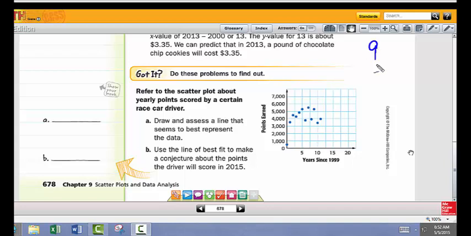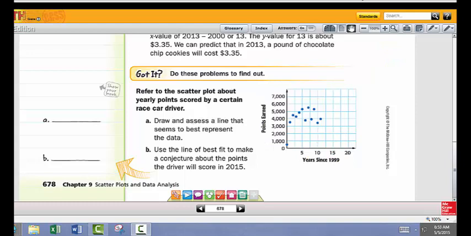Here are your solutions to 9-2. We'll start with letter A. They ask us to refer to the scatter plot about yearly points scored by a certain race car driver. So here's the points earned, and this is the years since 1999 for the race car driver. Letter A asks us to draw and assess a line that seems to best represent the data.